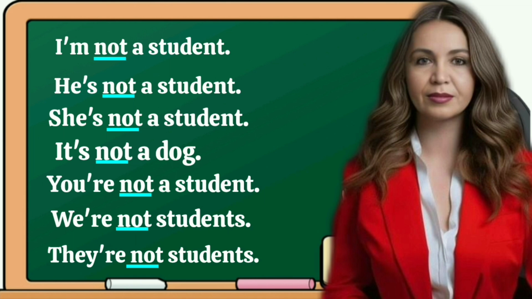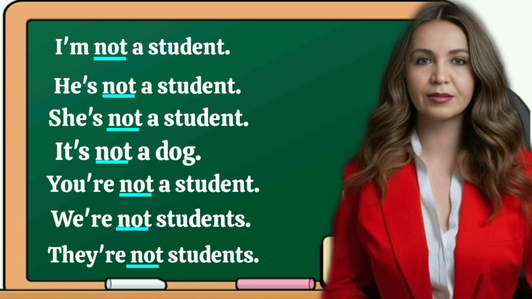Now listen carefully and repeat after me. She is not a student. Now see how I am reading the word. She is not a student. Not her. Let us move to the next one. It's not a dog. It's not a dog. Remember, it is used for animals, places or things. So, it's not a dog.